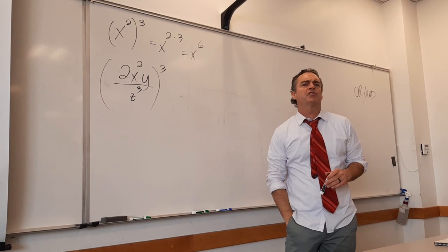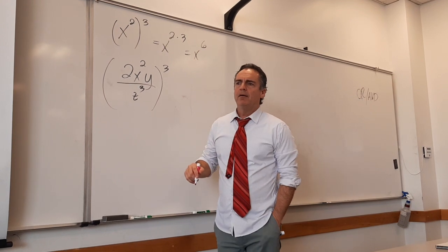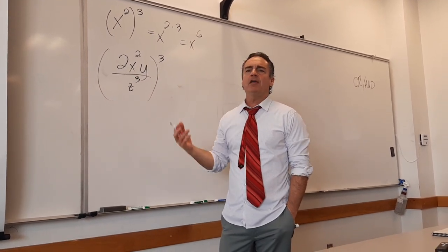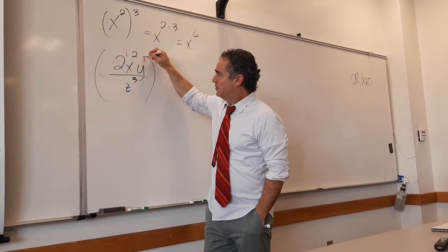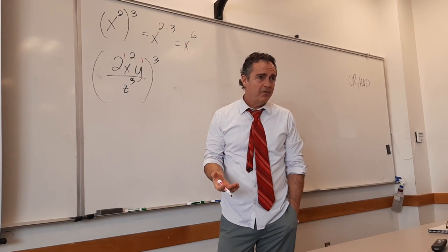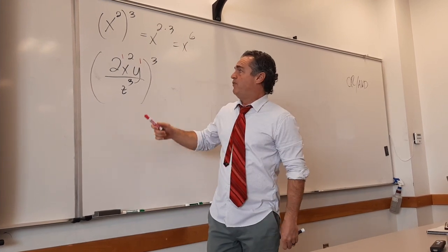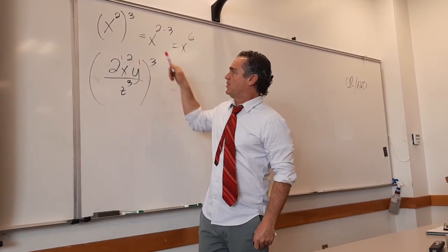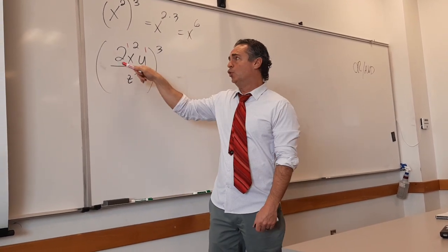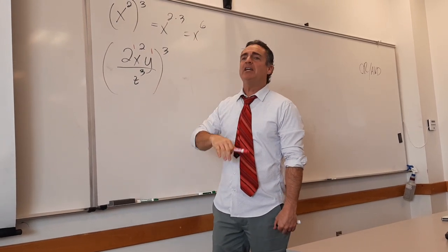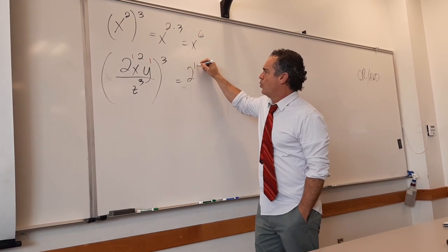Next example: 2x to the second y all over z to the third, all to the third power. Let's drop our pens and pencils for a second and look at this. I think it becomes pretty critical. I think we all could agree that everything in math has an exponent. Sometimes it's just 1, because anything to the 1 is itself, but everything has an exponent. Well, when I tell you in the power rule that everything in the parentheses receives this power, I mean everything. I mean the 2, I mean the x, I mean the y, I mean the z.